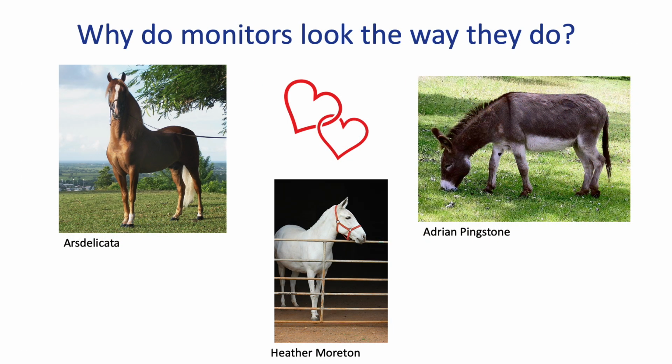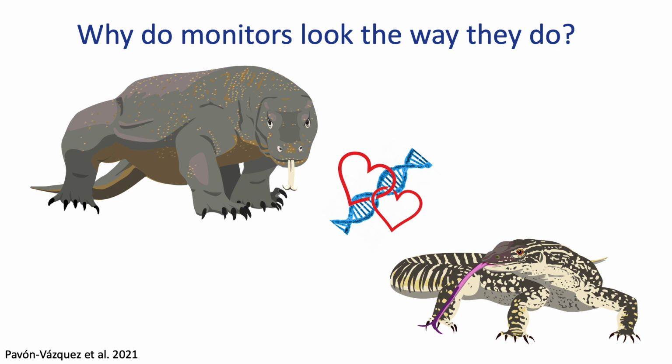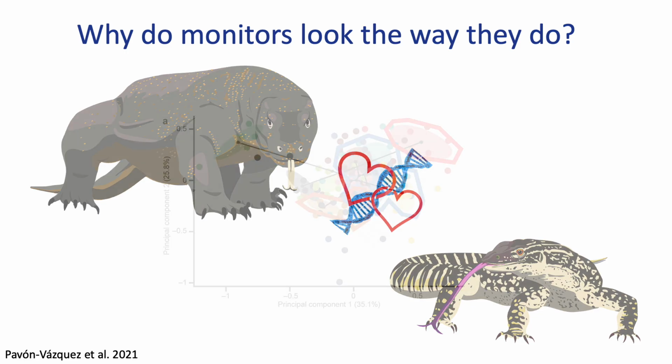Another kind of interaction between the species, other than competition, is hybridization. A very well-known case is between horses and donkeys. When they hybridize with each other, they create a mule. We found genetic evidence for hybridization between the Komodo dragon and a group of monitors called the sand monitors.